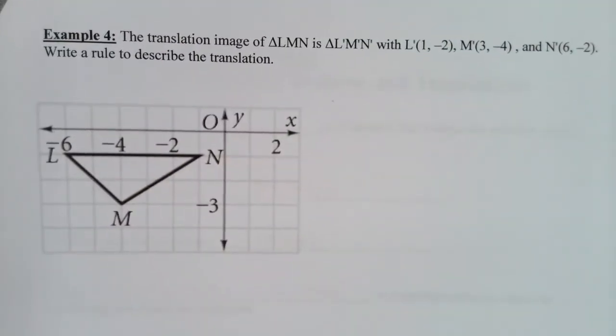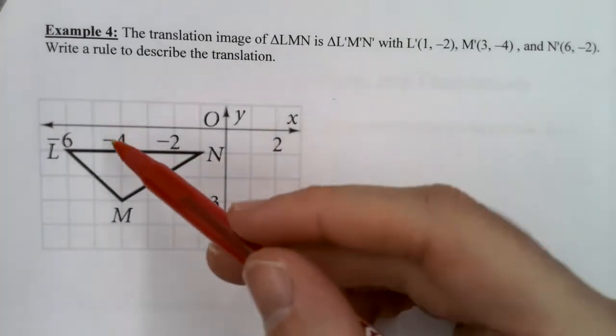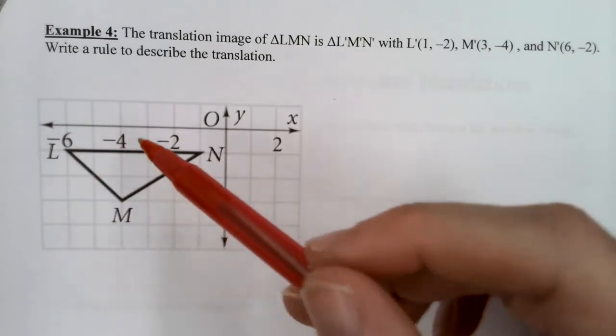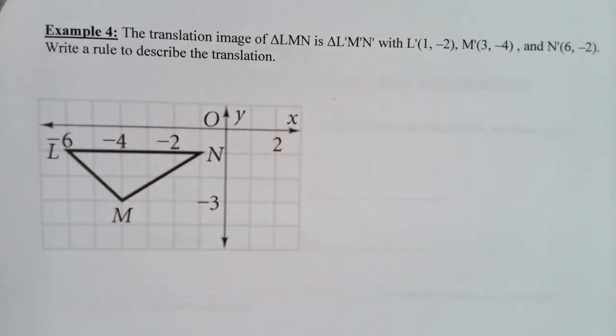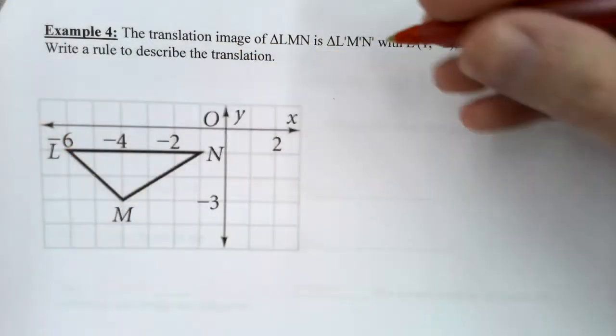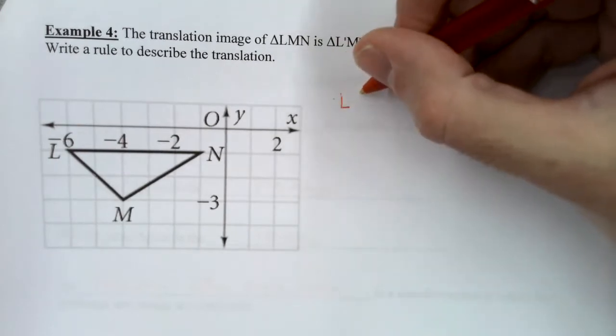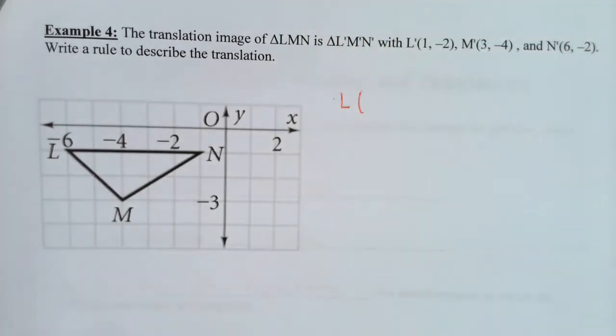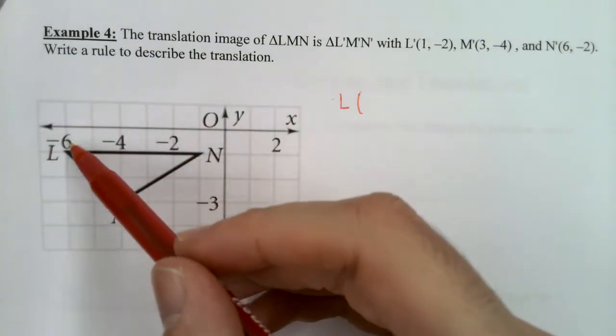Example 4. The translation image of triangle LMN, which is graphed below, is L prime (1, -2), M prime (3, -4), and N prime (6, -2). Write a rule to describe the translation. Okay, so let's start with L. What are the coordinates of L? It's (-6, -1).